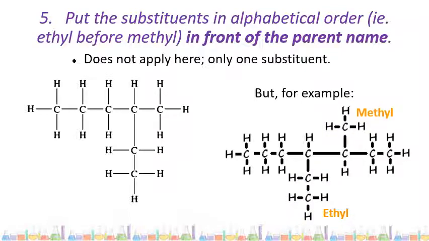And when we are writing these down, they go in front of the parent name. So our one is hexane, so the methyl and ethyl would go in front of the hexane. So our name so far is methyl hexane. But this step is also telling us that to name this one on the right, we would put ethyl before methyl. So it would be ethyl methyl hexane.